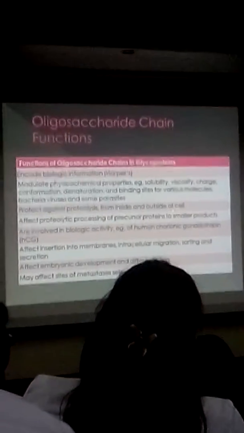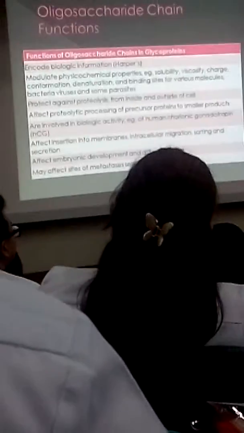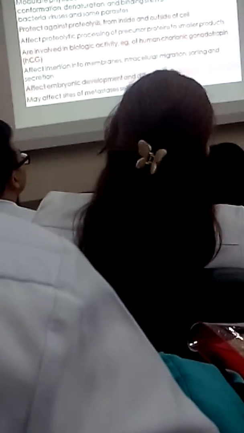Now these are the oligosaccharide chain functions. This is also in Harper's. There's a whole paragraph in Harper's explaining why they encode biologic information. Also important to note is that they protect against proteolysis from inside and outside the cell. If you read Harper's, then you don't need to take notes. Just listen.